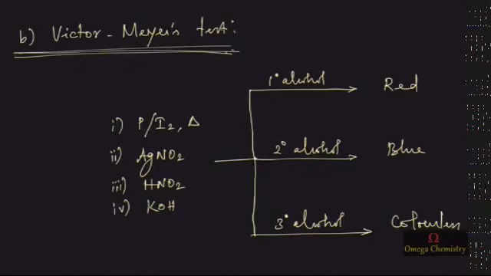So when I do all these steps, primary alcohol will give me a red color, secondary alcohol will give me a blue color, whereas tertiary alcohol will give me no color. No characteristic color will be produced. Now this can be explained by the number of alpha hydrogens. Since primary alcohol has 2 alpha hydrogens, all 4 steps will happen and the final product is red in color.